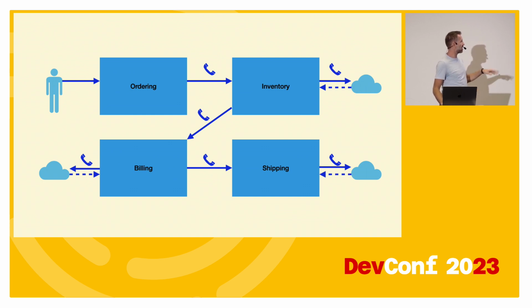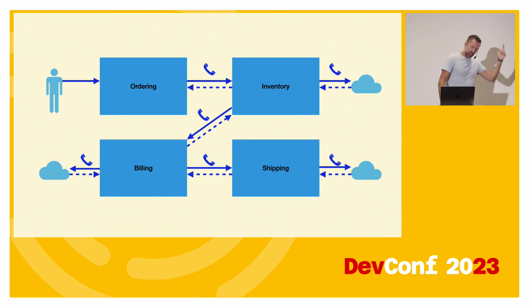The courier says, yes, we can do it. They put the phone down. They say to billing, yeah, we're good to go. Billing puts the phone down. They say to inventory, yeah, we're good to go. Inventory puts the phone down to ordering. Ordering says, yeah, we're good to go. You've got your order.